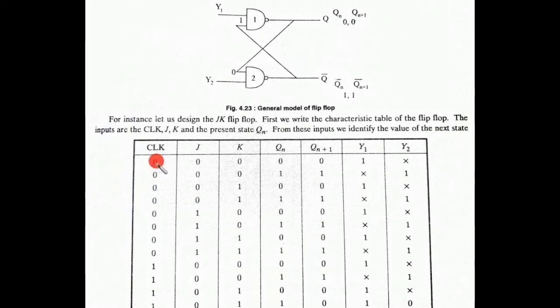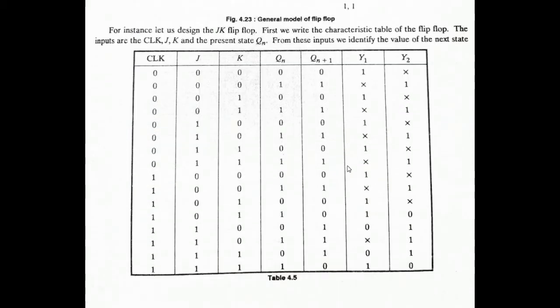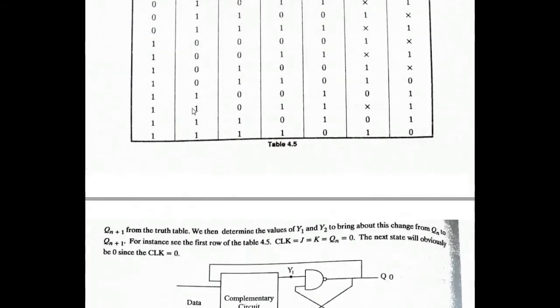When the clock is 0 and J, K and Q are 0, the next state is 0. Y1, we assume Y1 is 1, X2 may be anything. So in this way we can explain this truth table.